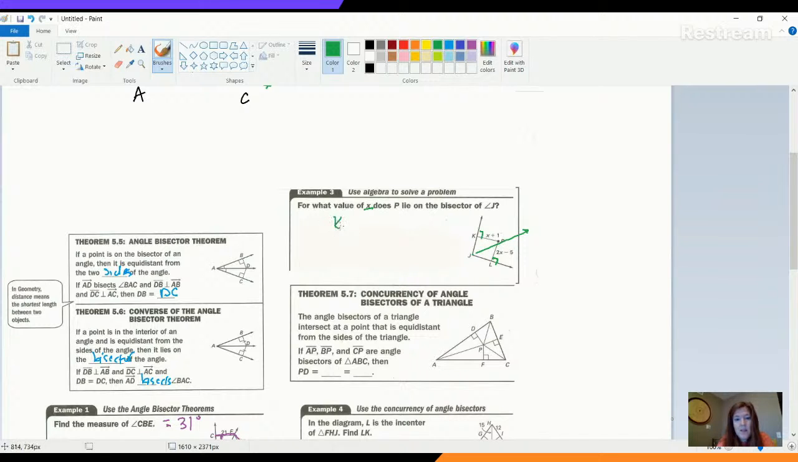So KP would have to equal LP, which means that x plus 1 would have to equal 2x minus 5. Okay, and then if we do some solving, x would have to equal 6 in order for this to work, for JP to be on the angle bisector. All right, so I think that's pretty straightforward, especially in light of what we learned about perpendicular bisectors.